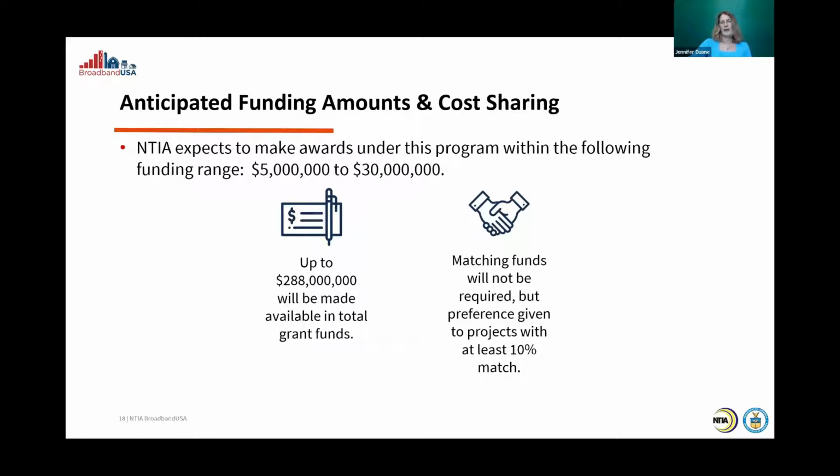Now, the Act does not require matching funds, so that is not a statutory requirement as it often is in grant programs, but we will be offering a preference for applicants that do propose to provide a cost share amount to fund a portion of the eligible cost of the project, and looking at least for a project that provides a 10% cost match.